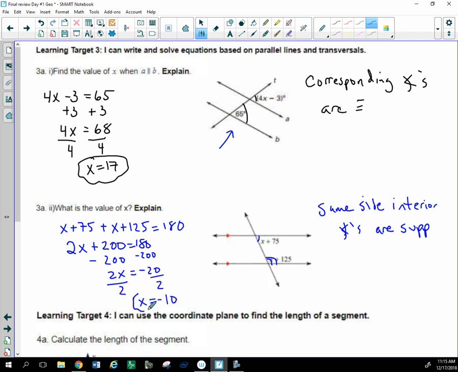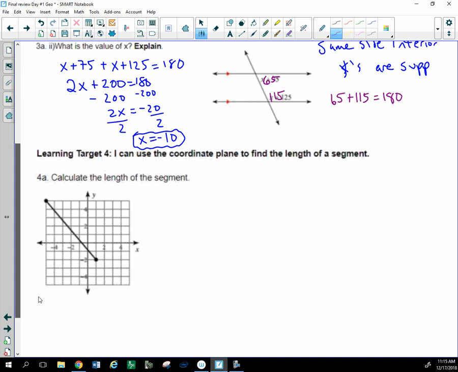I got that x was negative 10 because they are same side interiors, but we should probably check because this seems like a weird number to get. If I put in negative 10 here, this angle would be 65 degrees. And if I put in negative 10 here, this would be 115. If I take 65 plus 115, that gets me 180. So that does work out for us. It's just a little weird. We haven't seen anything like that before.